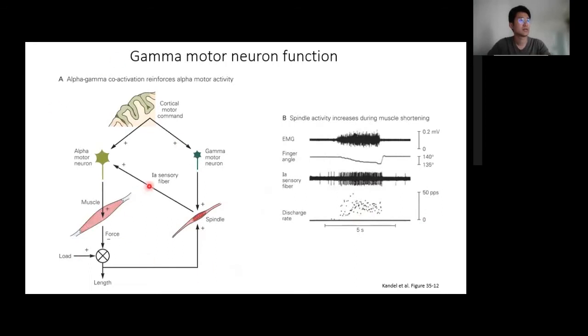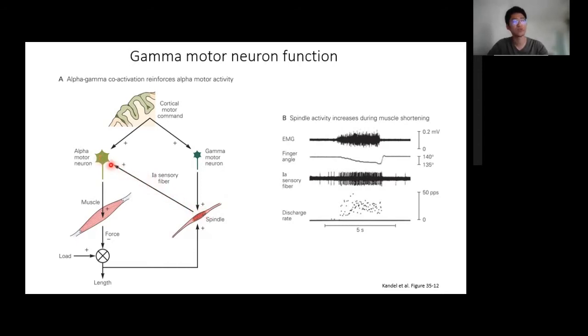This is basically a scheme showing how this works, as I have explained. There's a phenomenon called alpha-gamma coactivation. Once your brain sends a command down to the spinal cord, the activation command is sent to both the alpha motor neuron and the gamma motor neuron. The alpha motor neuron directly innervates extrafusal muscle fibers, and the gamma motor neuron innervates muscle spindles. And this muscle spindle gives the sensory feedback to the alpha motor neuron.